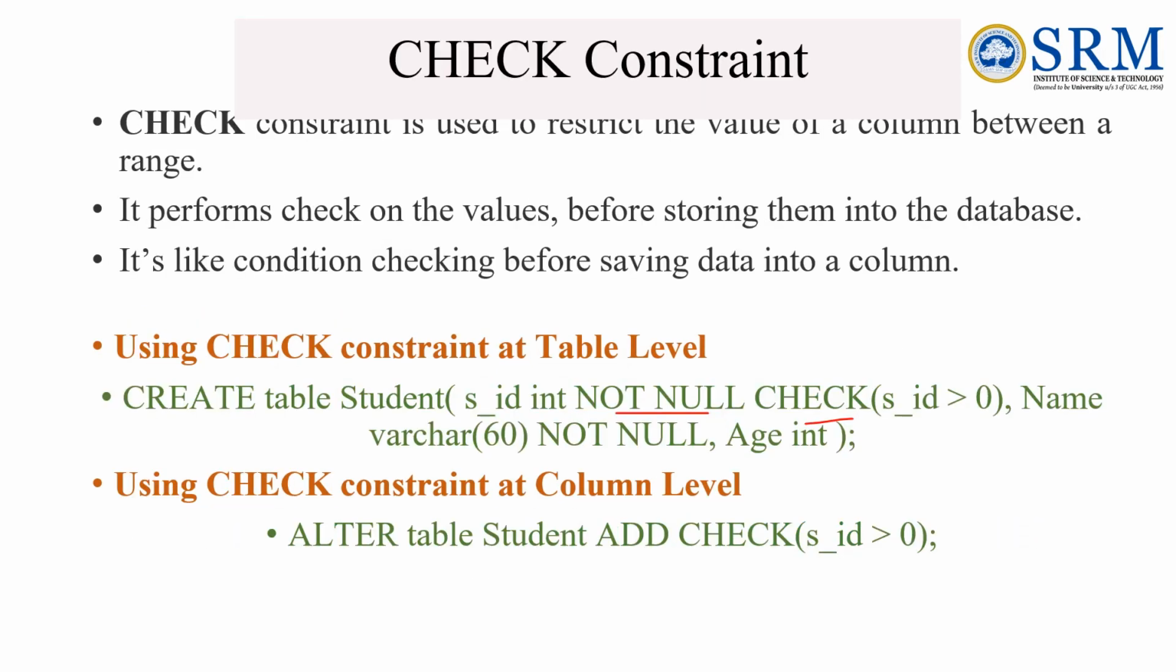Coming to the CHECK constraint, it is used to check the values. For example, it allows you to check a condition before allowing values in a table. Suppose amount is greater than or equal to 100. The value of the amount column must always be greater than or equal to 100. If not, this statement will result in an error. Similarly, they have given an example of CHECK SID is greater than 0. When you violate this rule, it will definitely show you an error.